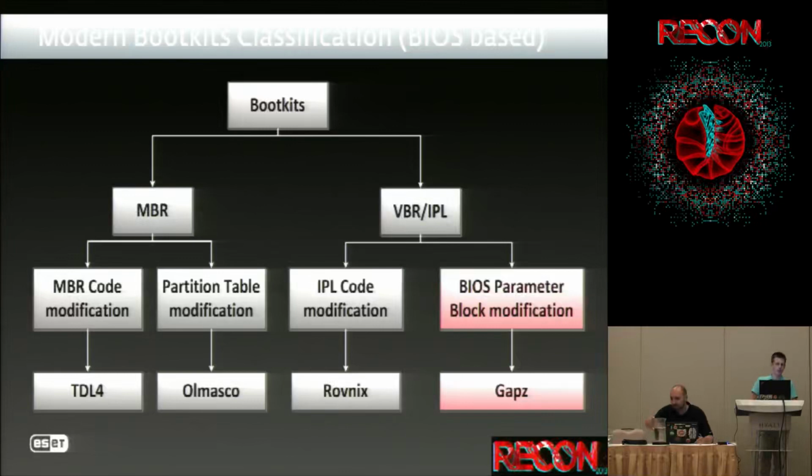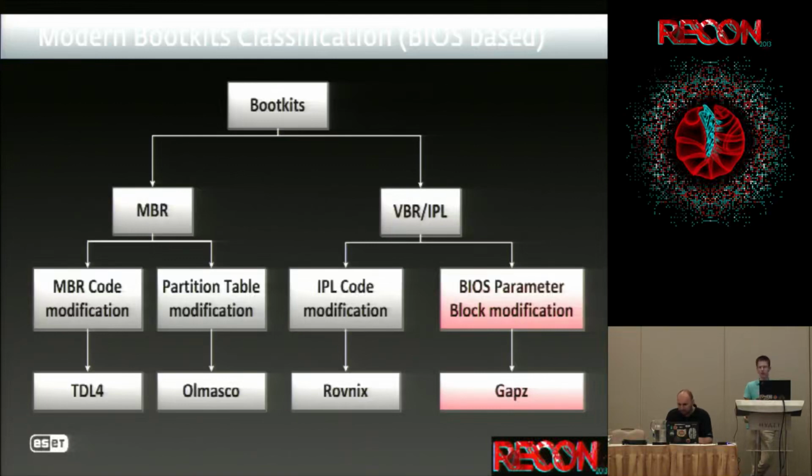The MBR bootkits themselves can infect the MBR code, as TDL4 or other widespread bootkits do. Or, on the other hand, they can modify the partition table. For instance, the Olmasco bootkit creates its own partition table entry, marks it as active, and writes its malicious code in this partition. But the MBR code remains untouched and is not modified.